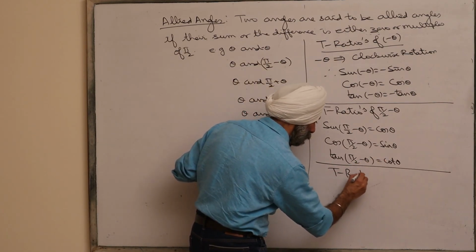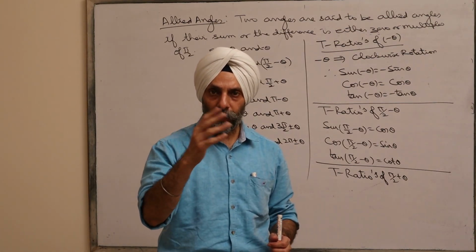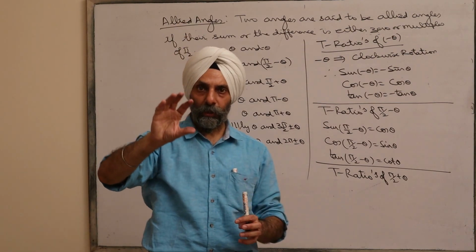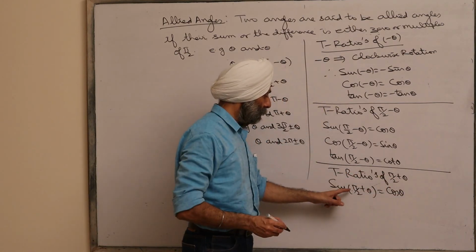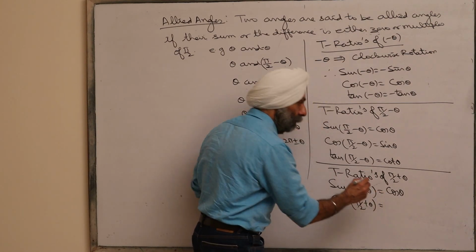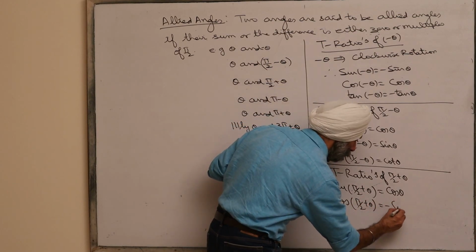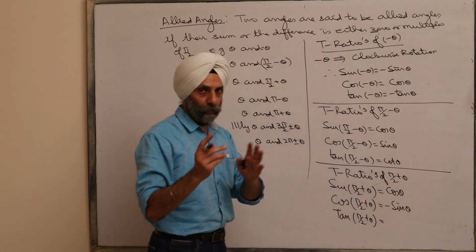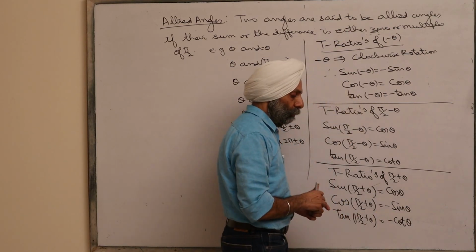So next is T ratios of 90 plus theta. So 90 plus theta means the angle is slightly greater than 90 degrees. Greater than 90 degree means that it will be in the second quadrant. So sine of the angle in the second quadrant is positive. Since it is odd multiple of 90 degree, T ratio will change. Now what about cos of 90 plus theta? 90 plus theta is in the second quadrant. Cos of the angle in the second quadrant is negative. So that is why it is minus sine theta. Now tan of the angle in the second quadrant is negative. It is odd multiple of 90 degree, T ratio will change. So it comes out to be minus cot theta.